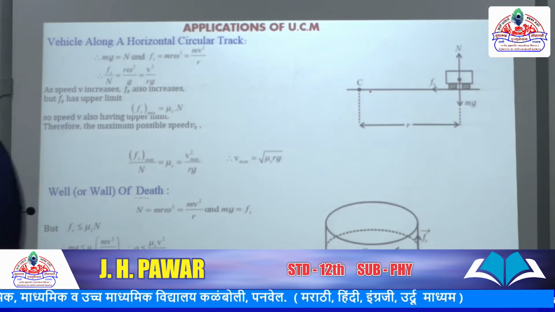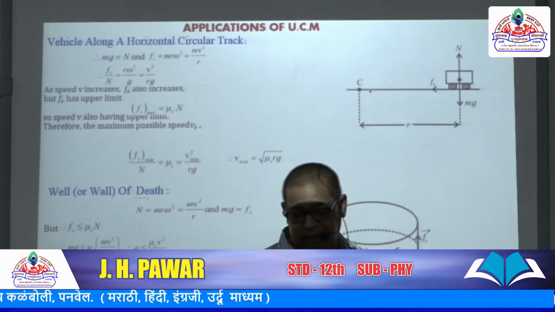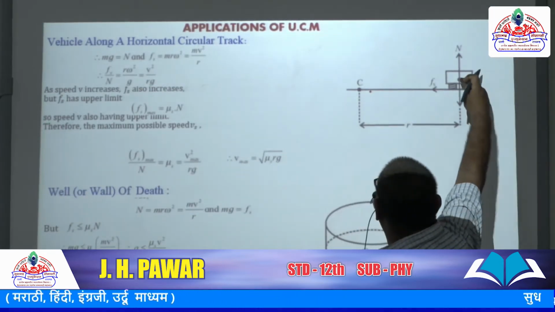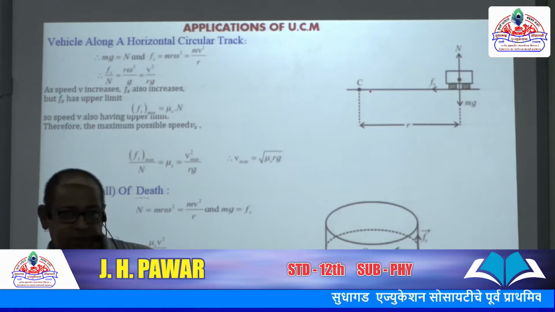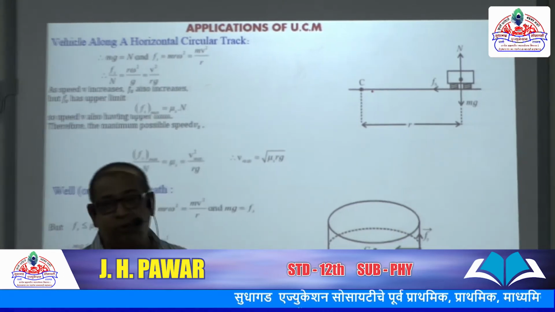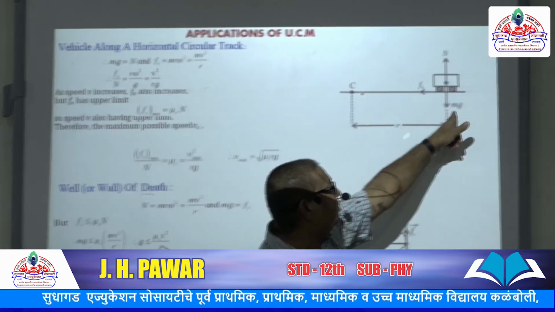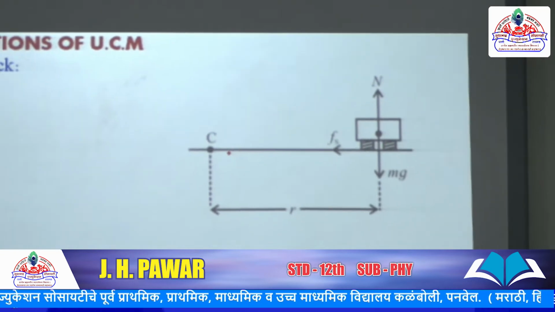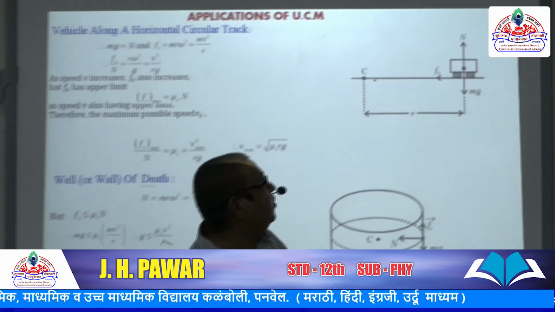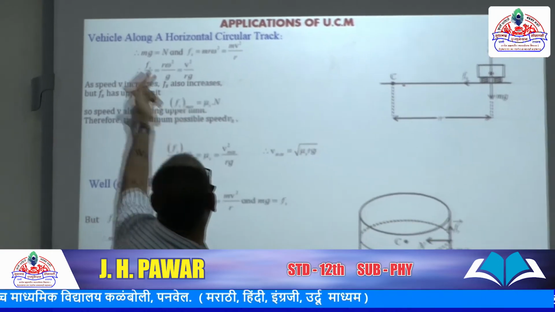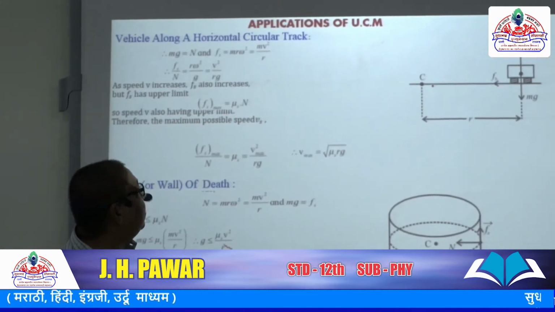Thereafter, when this vehicle is moving along the circular track, different forces are acting on it. First one, its weight is acting vertically downwards. We know that weight is always acting vertically downwards. Here m is the mass and g is the acceleration due to gravity. So the weight of the vehicle is mg, which is acting vertically downwards. This weight is balanced by the force of reaction, or normal reaction, which is vertically upwards.